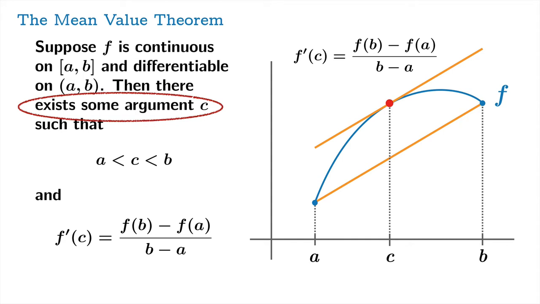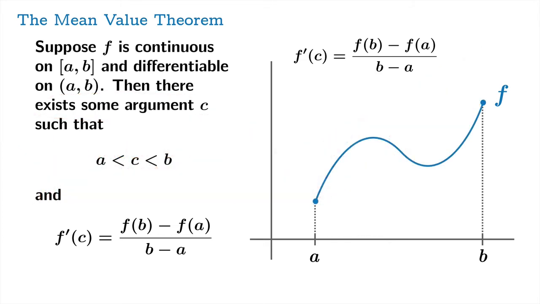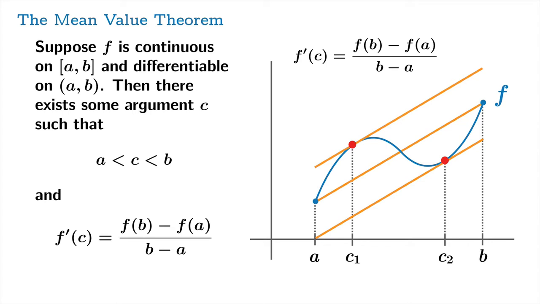One thing to notice about the theorem is it just tells you that there exists some argument c. So there must be at least one, but there might be more than one. So it doesn't have to be a unique location where this happens. So here's an example where you can pretty well see that there have to be these two places at least where the tangent slope is equal to the secant slope over the whole interval.